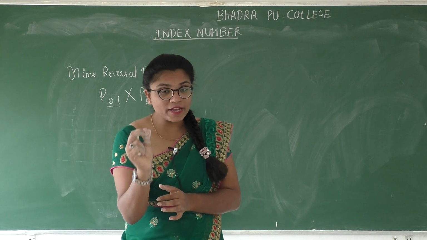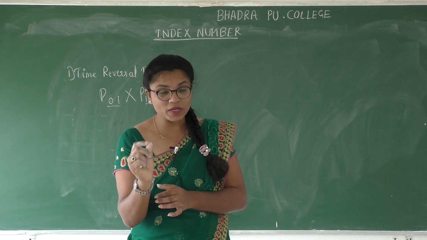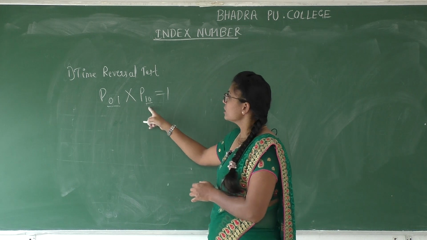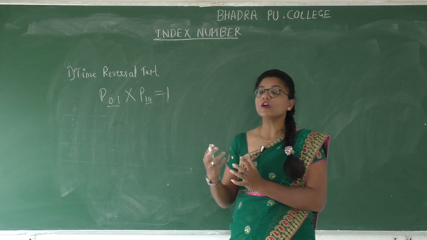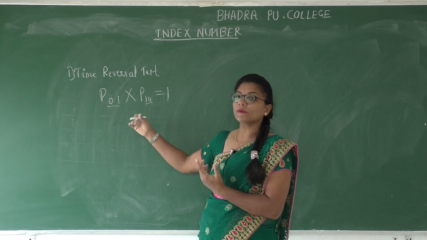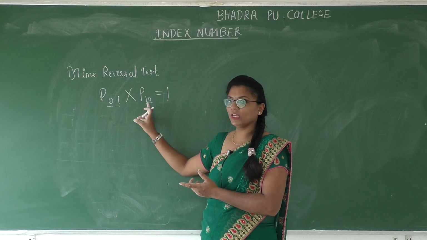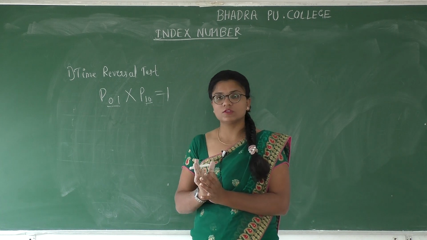So the resulting index number should be reciprocal of the earlier one. So what is the formula? The formula becomes P01 into P10 is equal to 1. So this is the formula.